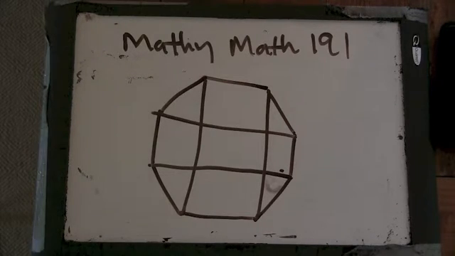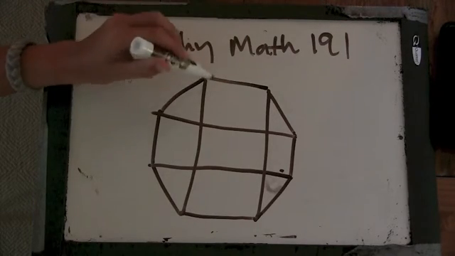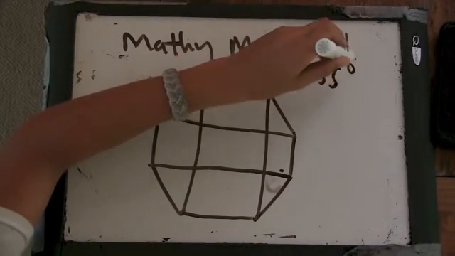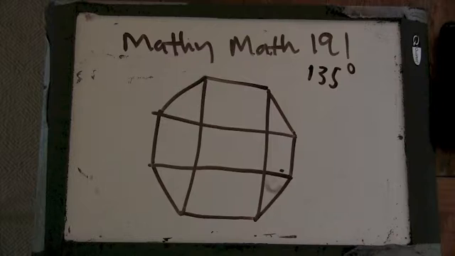We know that the interior angle of a regular octagon is 135 degrees. How do you know that? Because the sum of the interior angles is 6 times 180, which is 1080. And then divide that by 8, and you get 135. Okay.